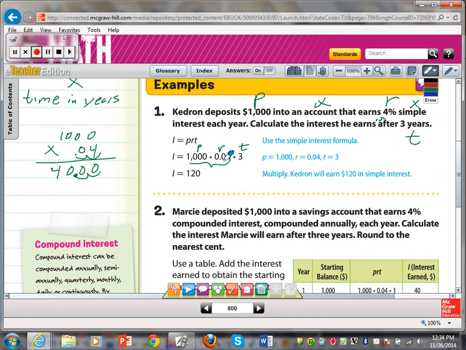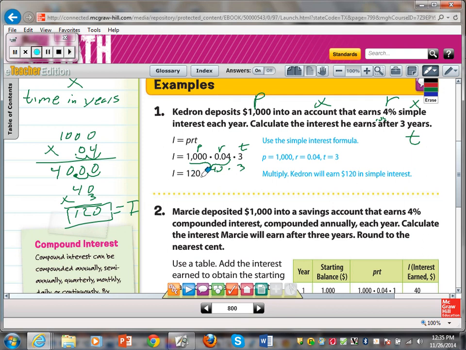Now we have to take that number, because we just did this right here. This is 40. Now we have to multiply it times 3. So take that 40, multiply it times 3. 0 times 4 is 12. So $120 equals the interest earned. All right, so the interest earned is $120.